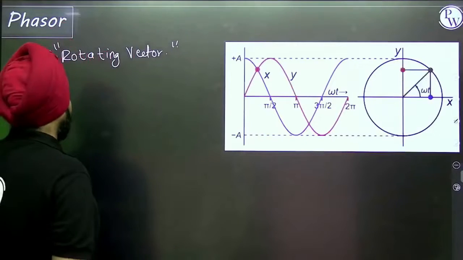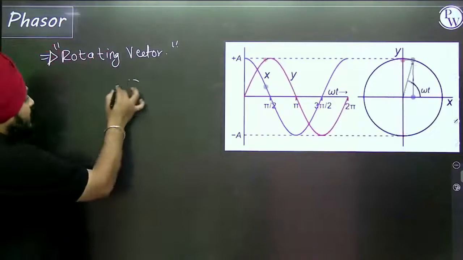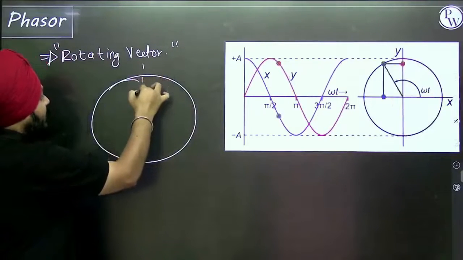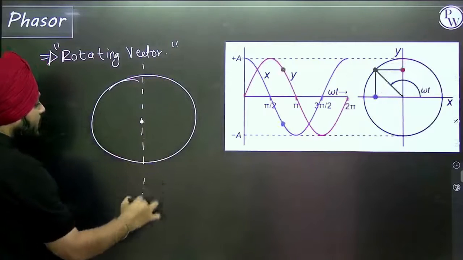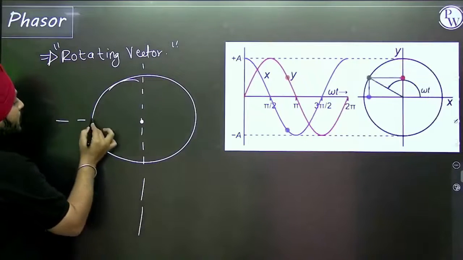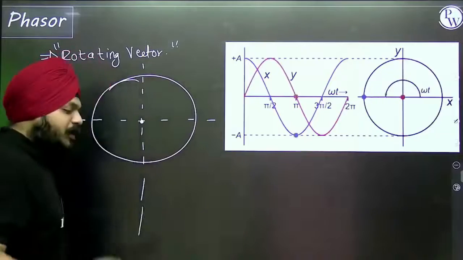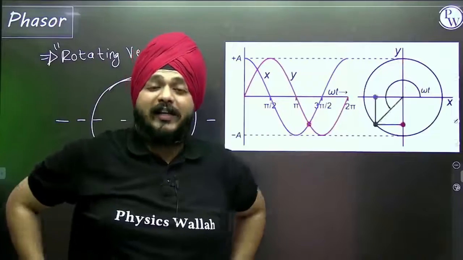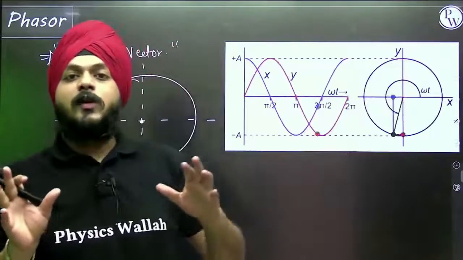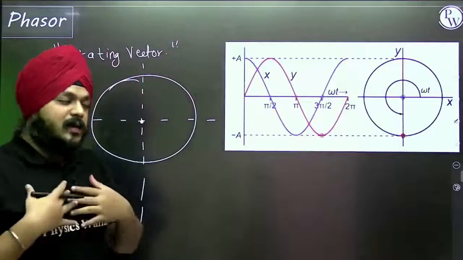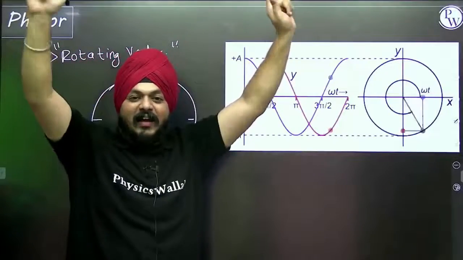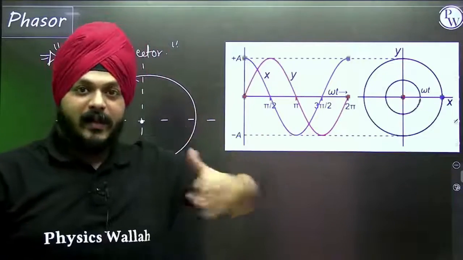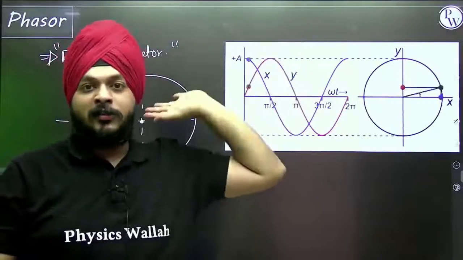Suppose this is a path. Sir, you said that all the concepts of uniform circular motion can be applied to SHM, it is an analogy. Sir, it's okay, we understood. But right now lots of shortcuts are going to come. This half an hour, the next half an hour will be completely full of shortcuts.